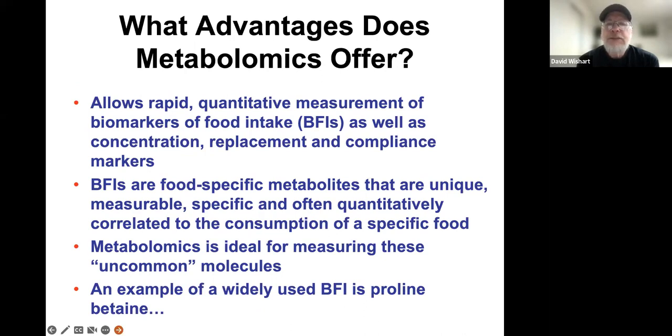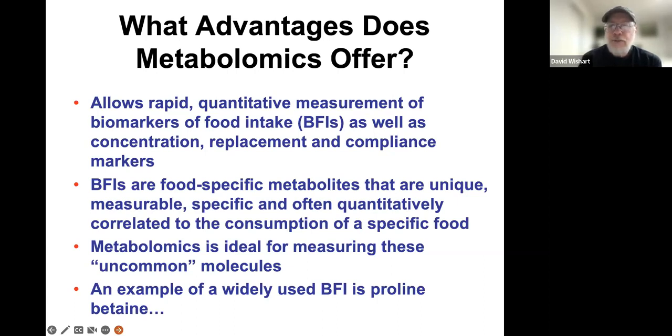BFIs are these food-specific metabolites. They have to be basically unique to the food. They have to be measurable. They have to be ideally quantitatively correlated to the consumption of a specific food. Now, some of these compounds are quite rare or unusual, so metabolomics is actually pretty good at doing these unusual compound measurements.